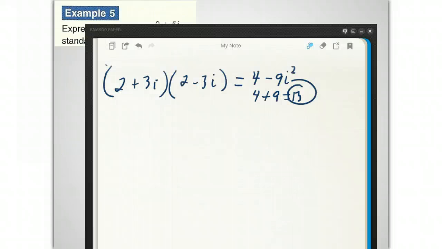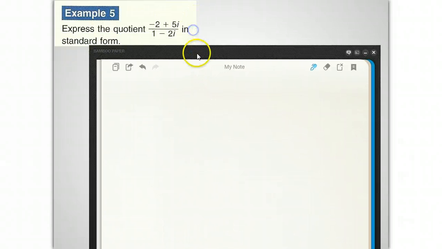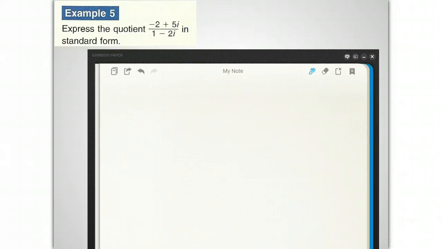So if we had to express the quotient of these two in standard form, this is the first time we're looking at dividing two complex numbers. Again, we'll bring up this pad, we'll clean it up, and we'll look at what our trick is for this one. We're going to write the example down here: negative 2 plus 5i divided by 1 minus 2i.